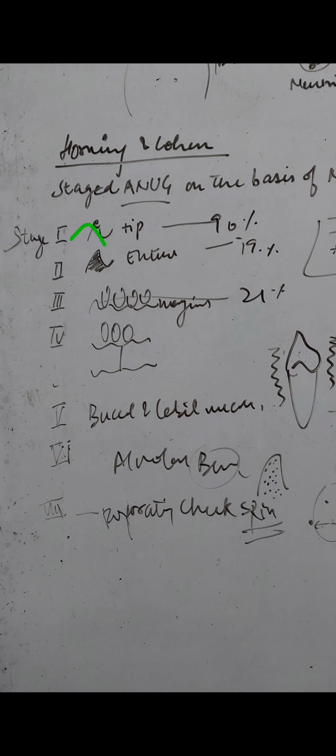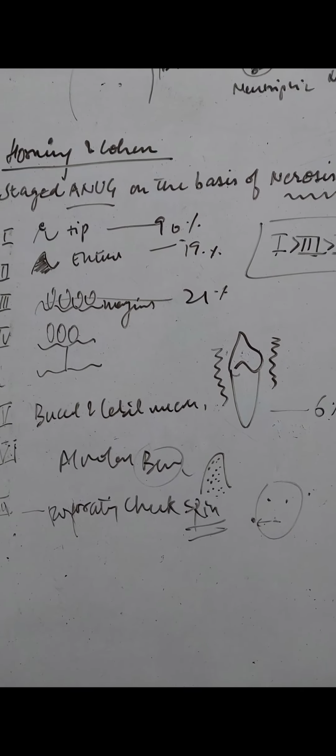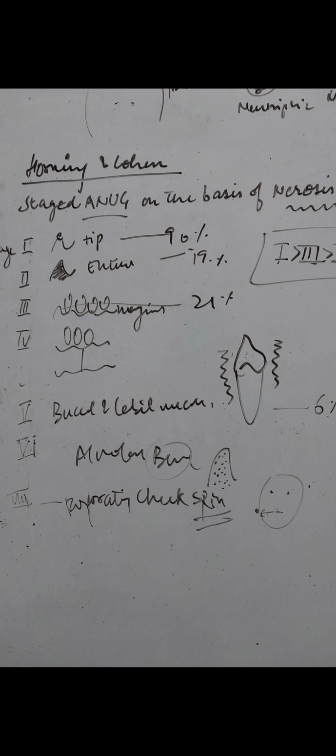So first of all, the papillae tip involved, then entire papilla involved, then just the margins involved, then the attached gingiva is involved, then only the buccal and labial mucosa are involved. If this is the side view of a mandibular central incisor, you can have a look. Just the facial or buccal and labial areas; for the molars you can call it buccal, for the anteriors you can call it labial. Just the buccal part or labial part is involved.